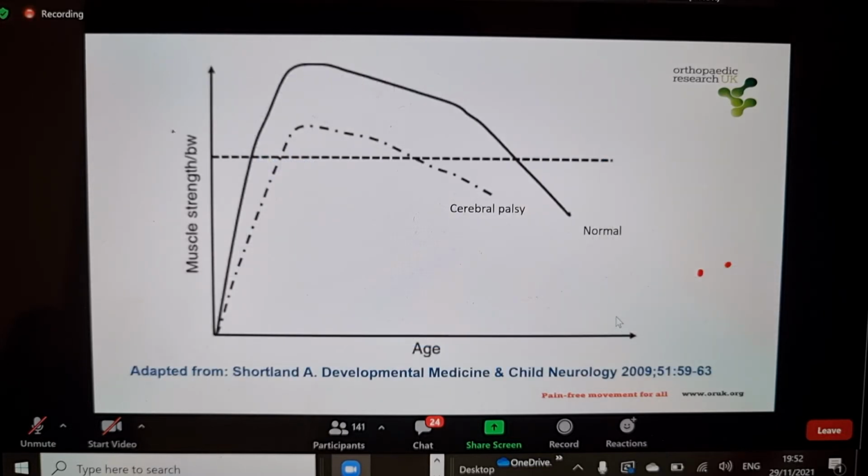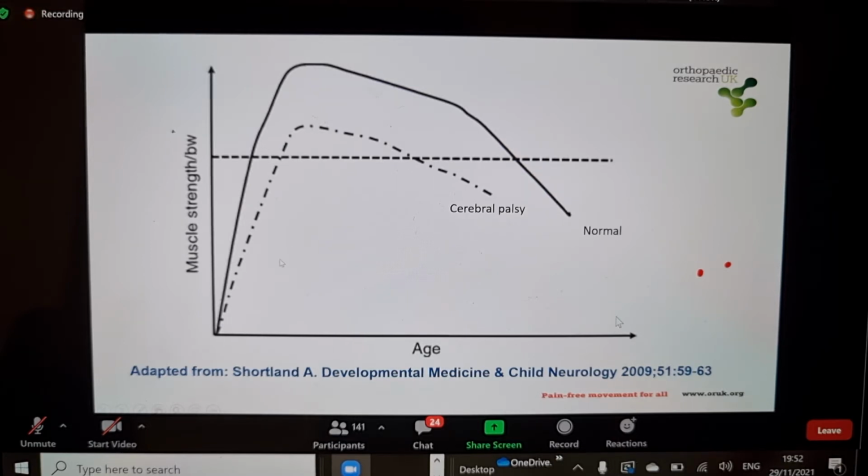Well, it goes back to the idea of muscles responding to load. So here's the bad news. If you are typically developing, your muscle strength increases with age until you get to around about 20s, 30s, depending on whether you're male or female. And then, sorry to say, it's downhill all the way.